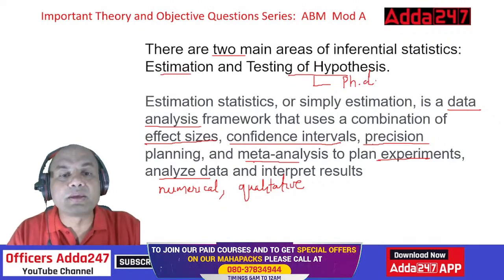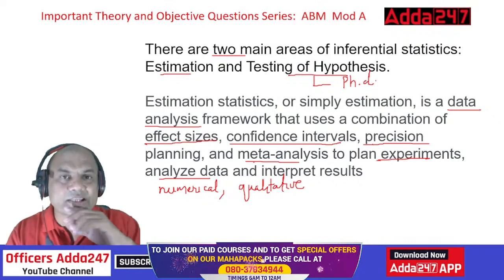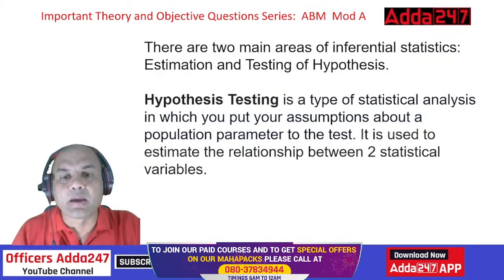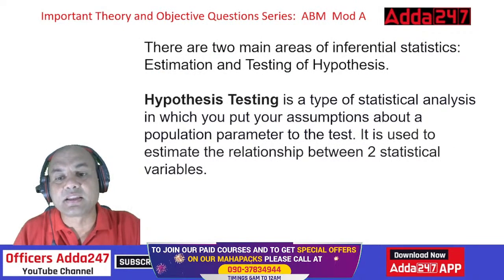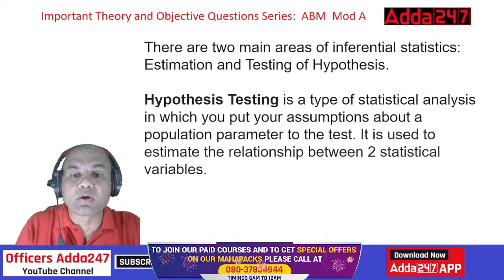So the two main areas are estimation and testing of hypothesis. Out of that, we have just discussed estimation. Now we'll discuss hypothesis testing. Hypothesis testing is a type of statistical analysis in which you put your assumptions about a population parameter to the test.